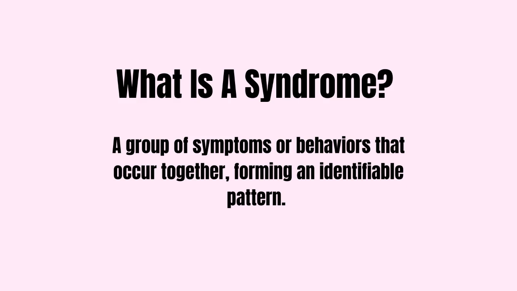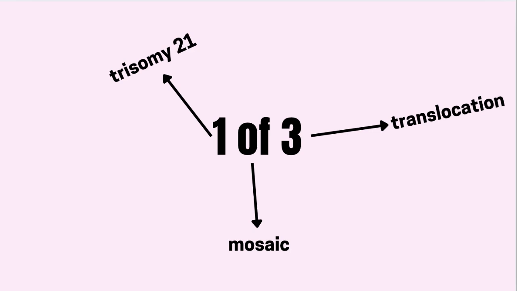Before we dive into Down syndrome, let's first define what a syndrome is. A syndrome is a group of symptoms or behaviors that occur together, forming an identifiable pattern. Now, let's get specific about Down syndrome. DS is a condition caused by one of three chromosomal abnormalities involving chromosome 21.